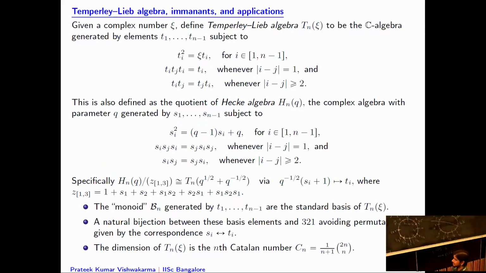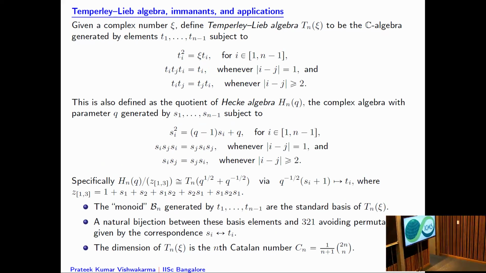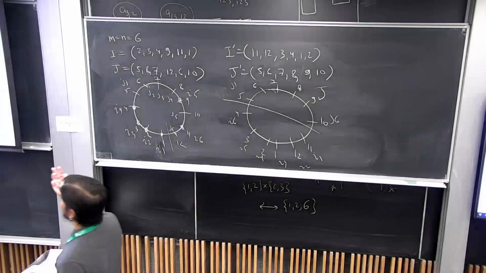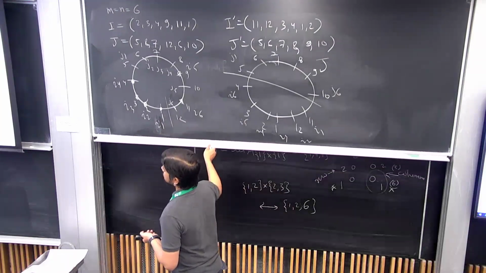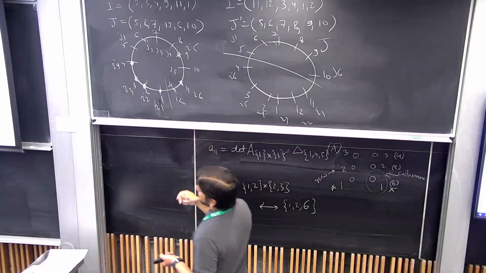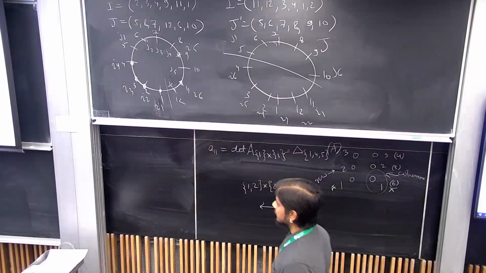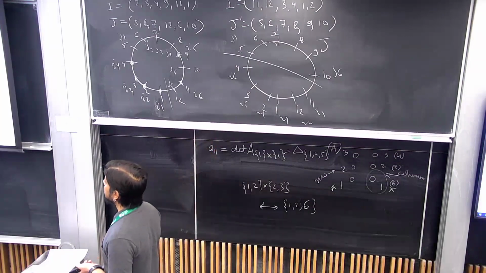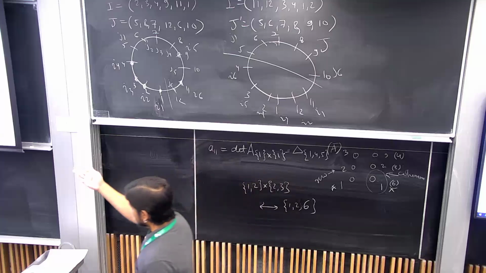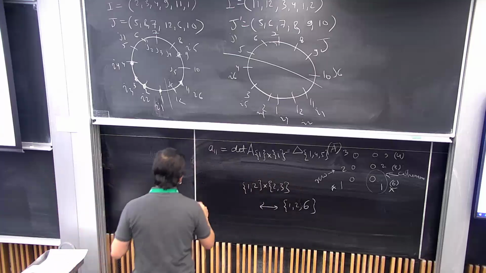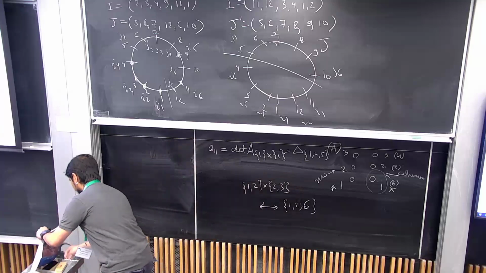For this, we will need the Temperley-Lieb immanants. So what are these? Given a complex number psi, we define the Temperley-Lieb algebra to be the complex algebra generated by elements T1, T2, up to T(n minus 1), subject to these three relations. Now, this algebra can also be seen as a quotient of the Hecke algebra, which is a complex algebra with parameter q and so on. And so these are the relations. I'm not going to read that because it's sort of well known.